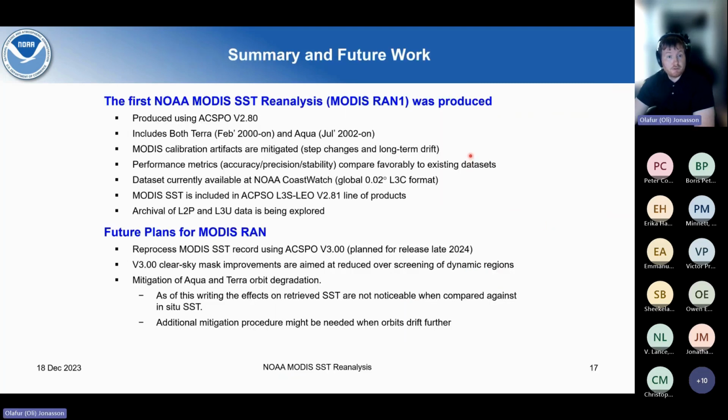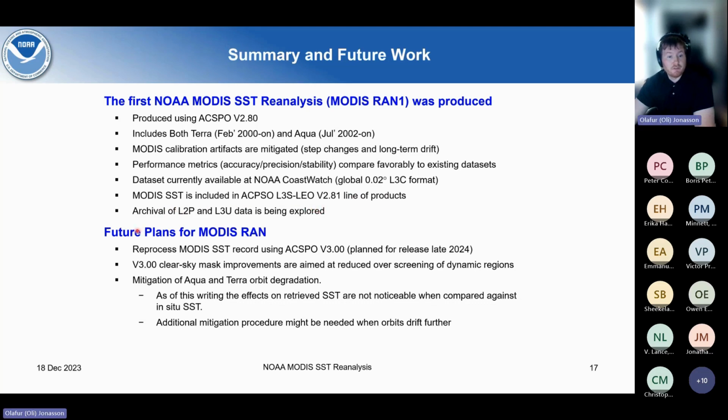As for summary and future work, the first NOAA MODIS Reanalysis, MODIS RAN1, was produced using ACSPO version 2.80. That includes both Terra and Aqua. MODIS calibration aspects are mitigated, so step changes and long-term drift, and performance metrics, accuracy, precision, and stability compare favorably to existing datasets. The dataset is currently available at NOAA CoastWatch, in a 0.02 degree L3C format, and MODIS SST is included in ACSPO L3S-LEO version 2.81. The archive of L2P and L3 data is being exported.